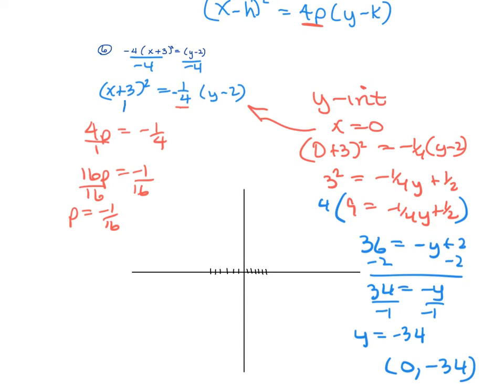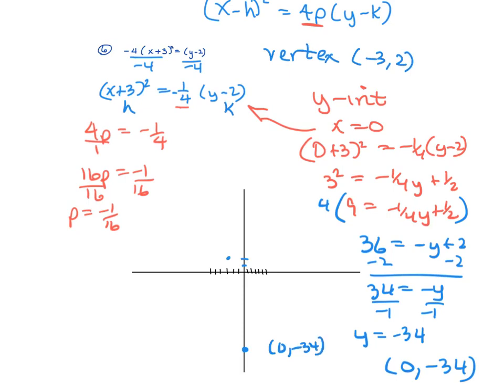Remember, this is h, this is k. So my vertex is the ordered pair negative 3, opposite of what you would think, comma 2. So over here, 1, 2, 3, negative 3, positive 2. And then I'm going to graph and say, this will be my y-intercept, 0, negative 34.